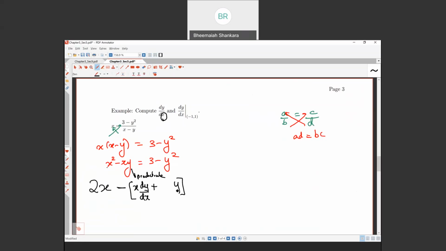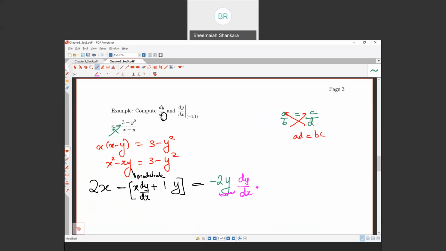Now fix y, differentiate x with respect to x, you get 1. On the right hand side you have 3. When you differentiate 3, you have a 0, so don't write it. And then when you differentiate y squared, you have negative 2y, power rule of differentiation. But don't forget to differentiate y again, the chain rule, dy over dx.